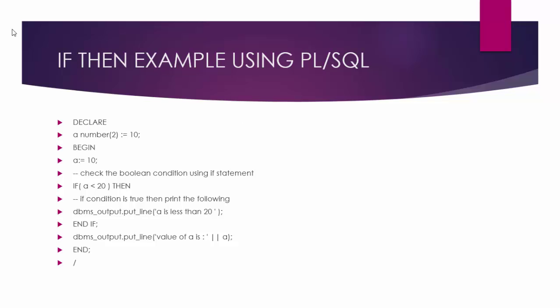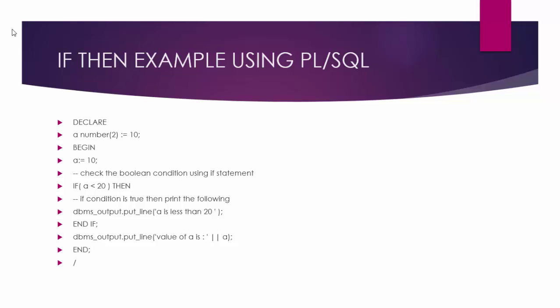First of all, we declare A and we assign the value 10 to it, and we declare the data type as number, hence we are storing 10, which is also a number. So that's fine. Inside begin, we again declare A equals 10. Then we check the condition. If A is less than 20, then dbms_output.put_line will display the message A is less than 20.